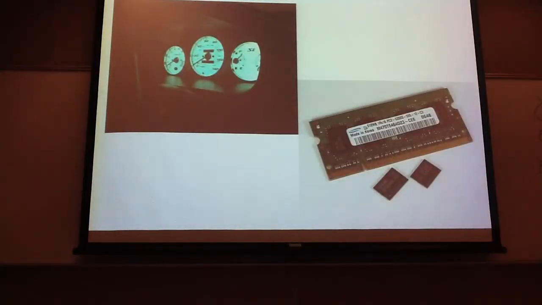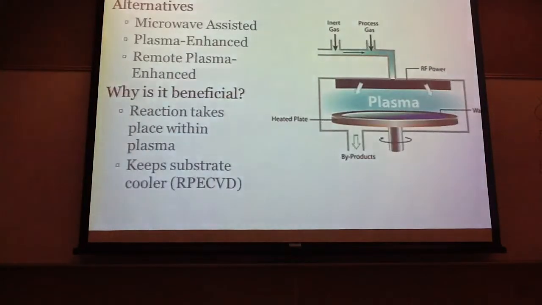And then why should we care about atomic level chemical vapor deposition? Well, it is used in electroluminescence, like the ones you will find in your car dashboard at night. It's also used in DRAM, dynamic random access memory in your computers, very important, and other such microelectronic applications.